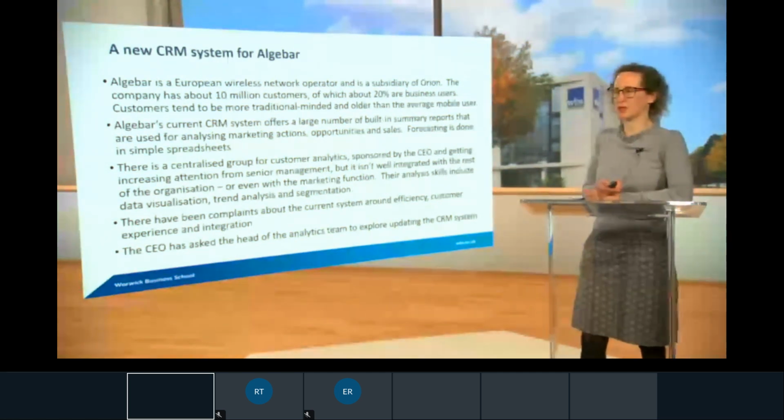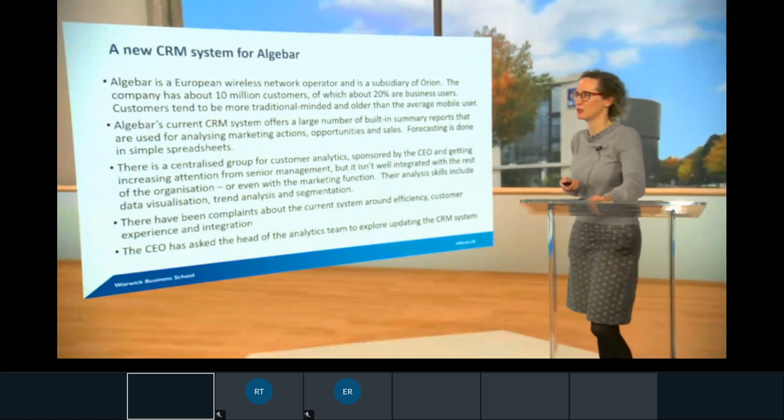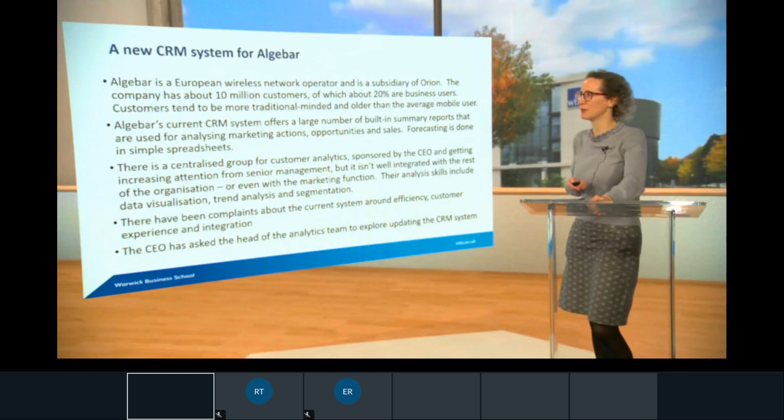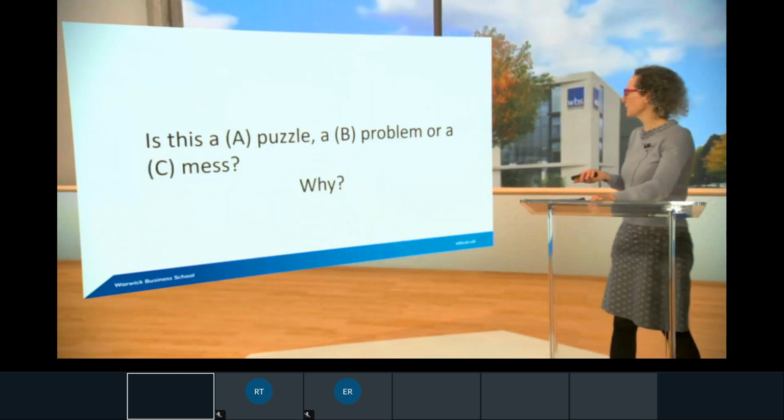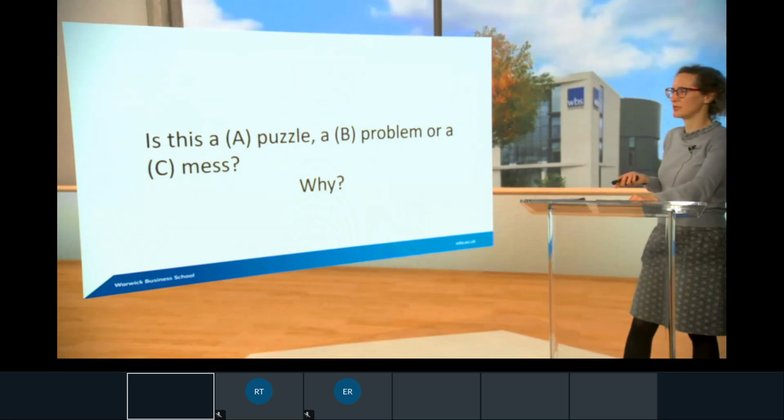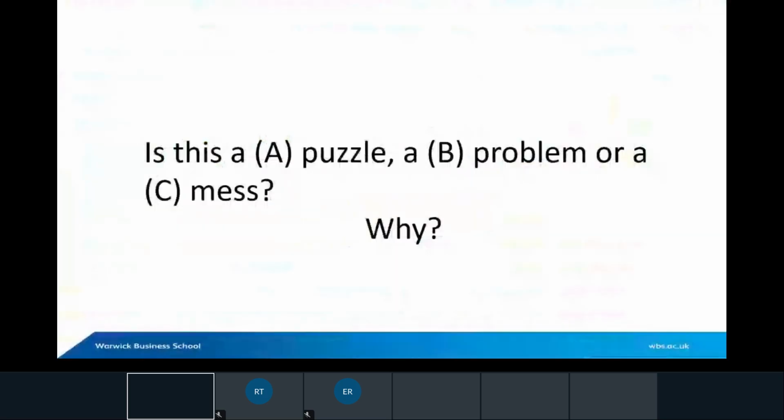Okay, so if we can have a poll now then, please, Josh. So I'd like you to tell me whether you think that this is A, a puzzle, B, a problem, or C, a mess. Okay, so obviously we've got nothing in D because I've not given you a category for that. But here we are, we've got some variation here.